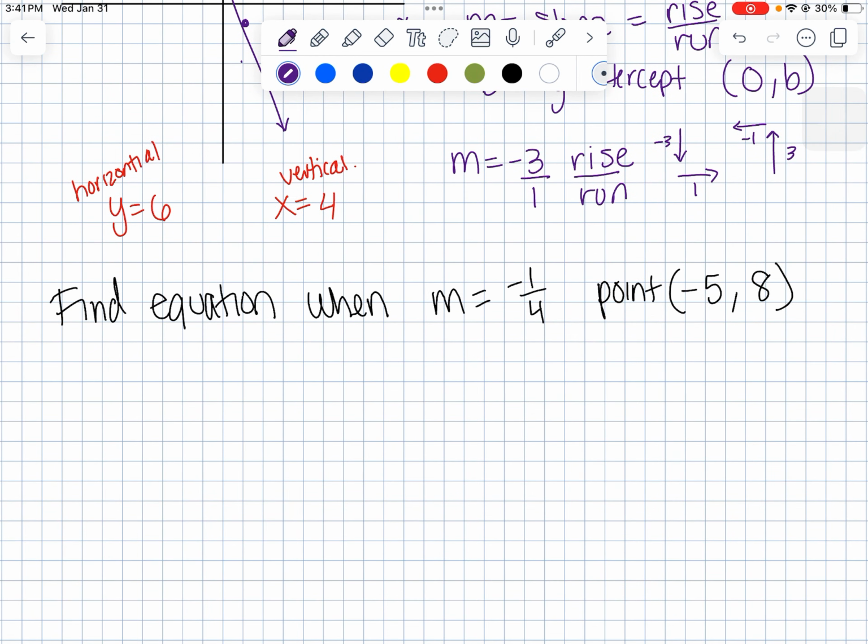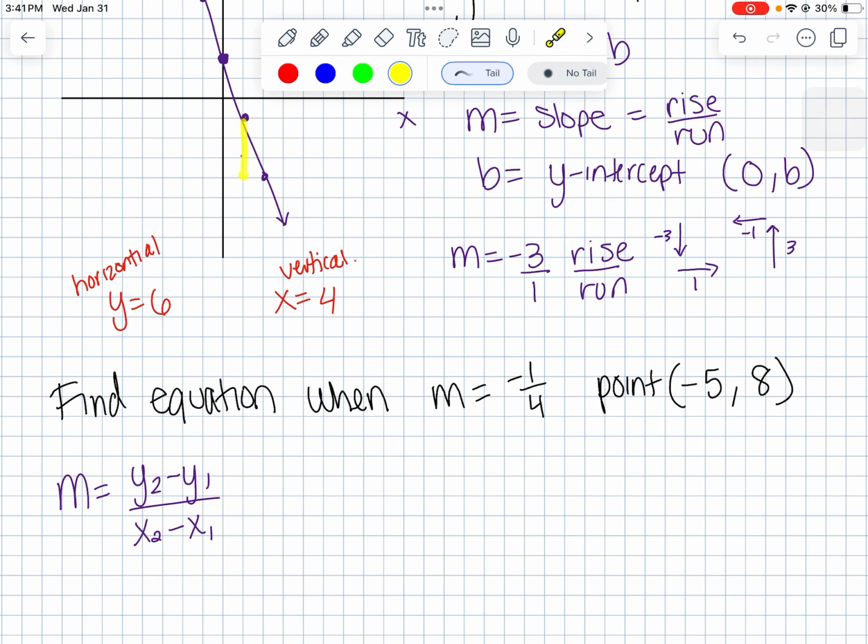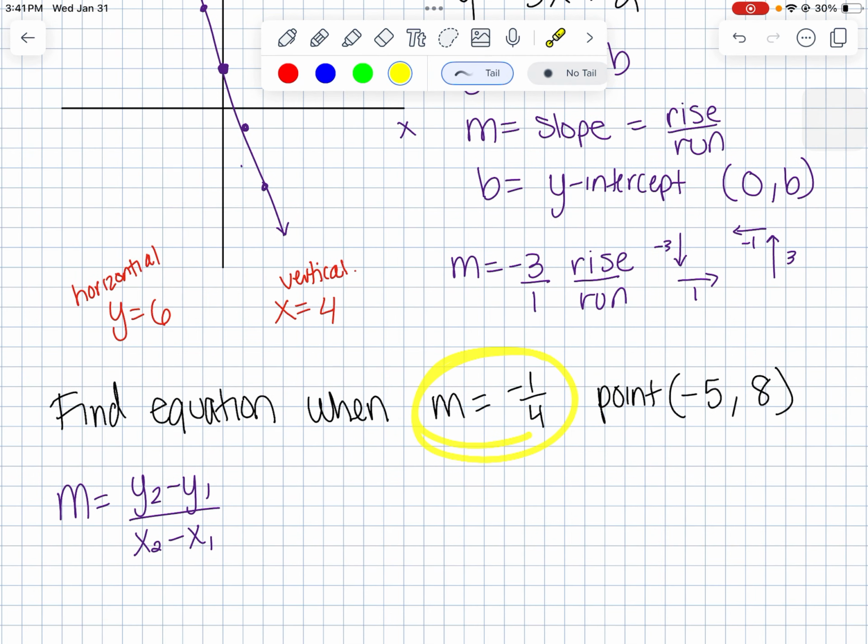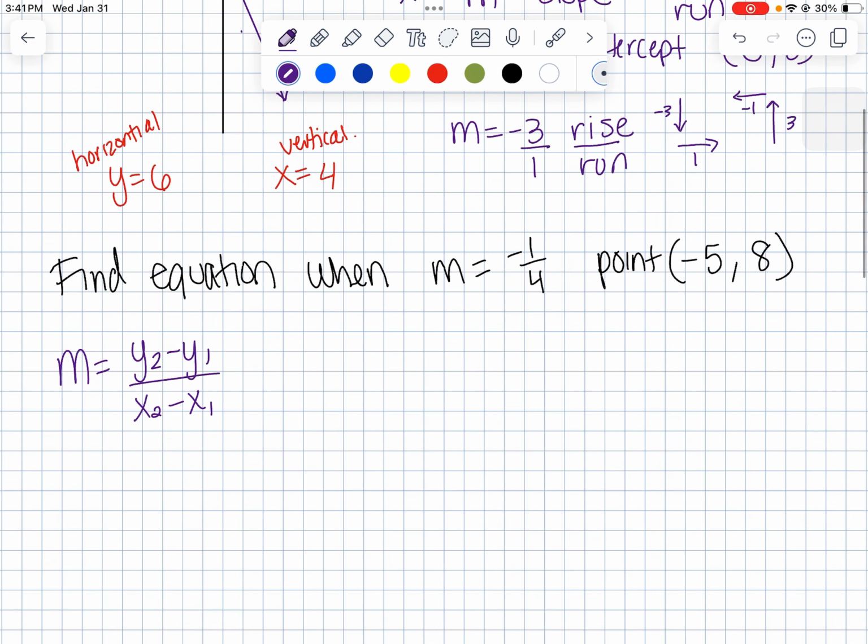So if I didn't know the slope, I would use the equation (y2 minus y1) over (x2 minus x1), or maybe I would look at the graph, my points, and figure out my rise over run. Once you figure out your slope, then you're going to use one of your other points to help you find the y-intercept. So if you know your equation is y = mx + b, and you know your slope is negative 1/4, so far you know y = negative 1/4 x plus b.